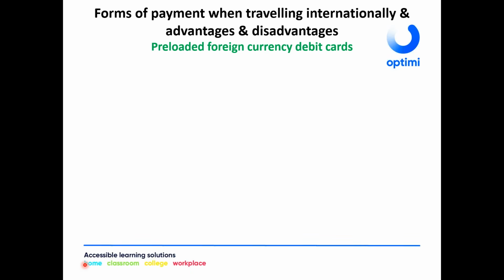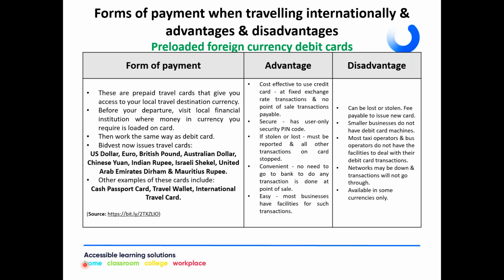The next one is your preloaded foreign currency debit cards. So what is a preloaded foreign currency debit card? They are prepaid travel cards that give you access to your local travel destination currency. Before your departure, visit your local financial institution where money in the currency you require is loaded on your card. So for instance, if you have to travel to Australia, they can make sure that there are Australian dollars loaded onto your card, onto your debit card, then it works the same as a debit card would work.